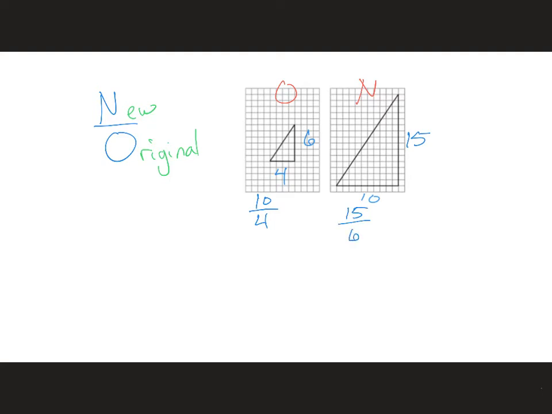If I wanted to switch it so that I have a different original, let me erase this, and now let's make this the new and let's make this the original. So if I were to switch that around, now I would have 4 over 10 and 6 over 15. All I have to do is choose one of these sides to compare. It does not matter which side I choose, and that will get me the correct answer.